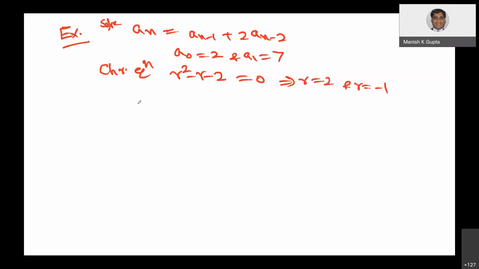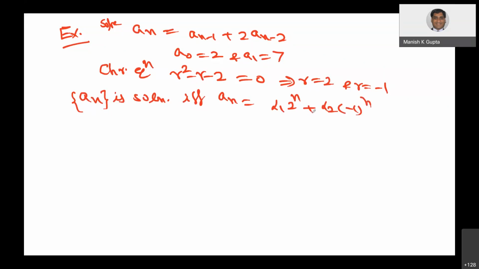There are two roots of this equation. So we know that an is a solution if and only if an is of the form, from the previous theorem, alpha 1 times 2 raised to power n plus alpha 2 times minus 1 raised to power n. I have substituted the roots r1 and r2 here, right? For some constants, alpha 1 and alpha 2 are constants.